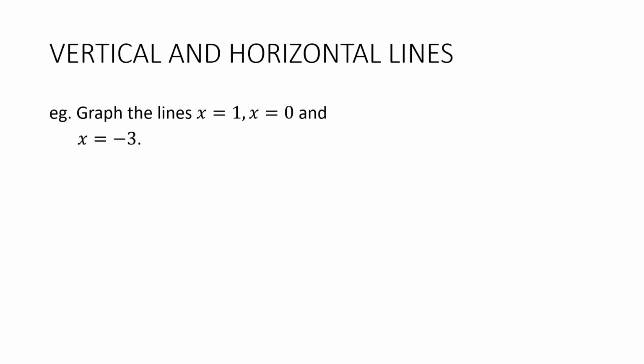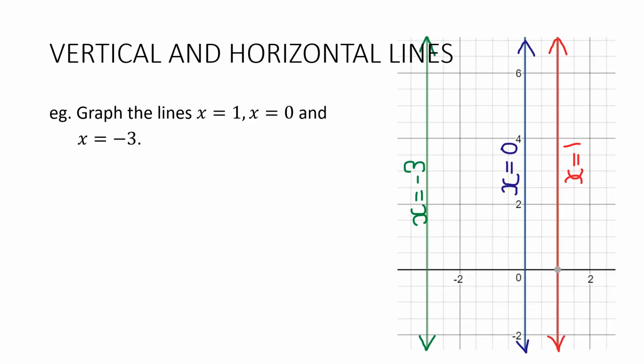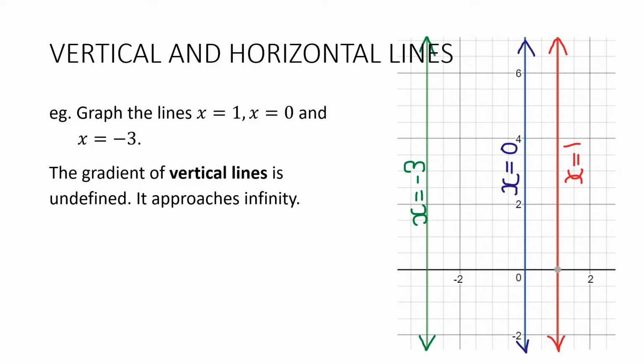Now let's graph the lines x equals 1, x equals 0, and x equals -3. These are vertical lines. In this case, x is always equal to -3. Here, x is always equal to 0. This is the y-axis. And here, x is always equal to 1. And the gradient of vertical lines is undefined. It approaches infinity.